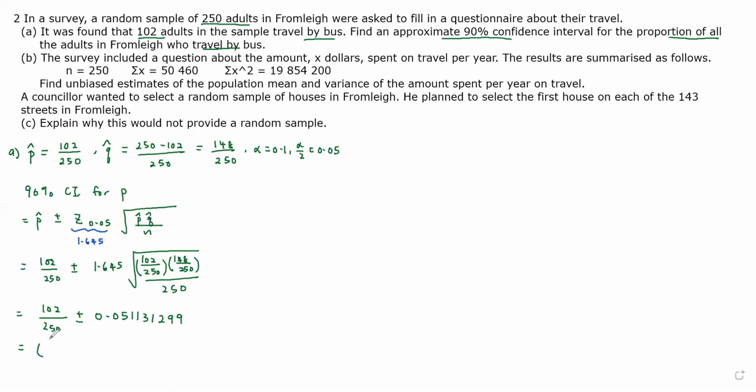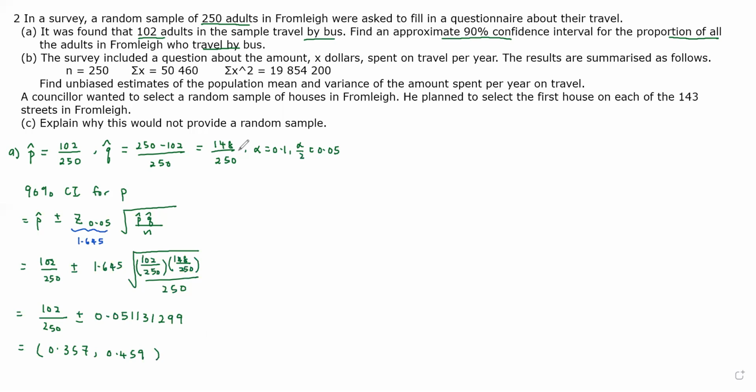The confidence interval to three significant figures is from 0.357 to 0.459. That gives us the 90% confidence interval.